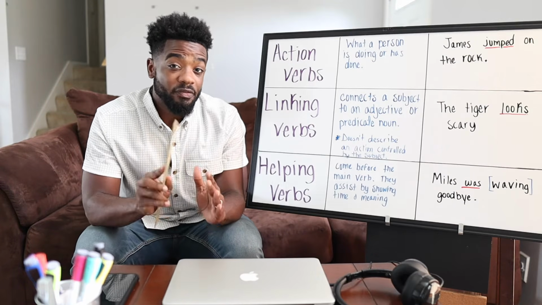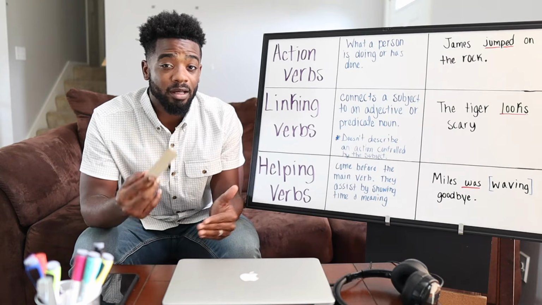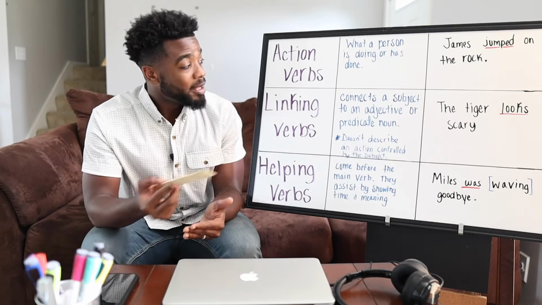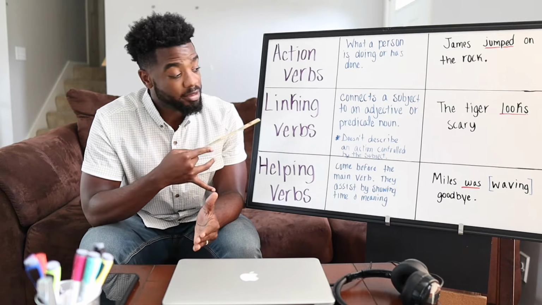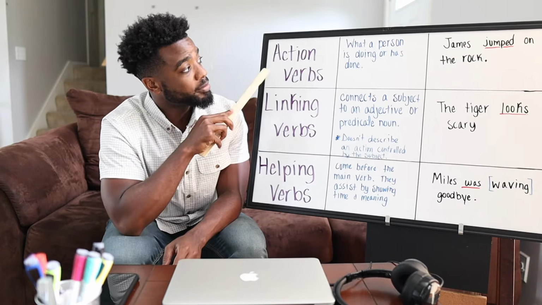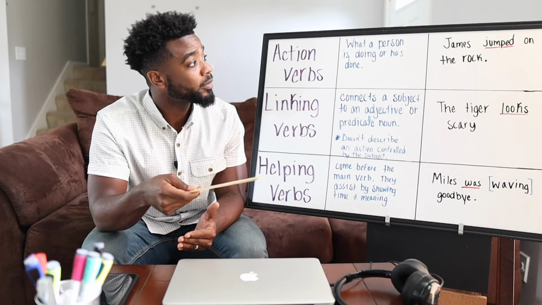Now, the first type of verb that I'm gonna talk about today is the everyday use action verb. Now, a lot of you, when you think of verbs, you usually think of an action. However, like I said, there are 2 other ways that you could use verbs. So, the action verb is basically used to describe what a person is doing.